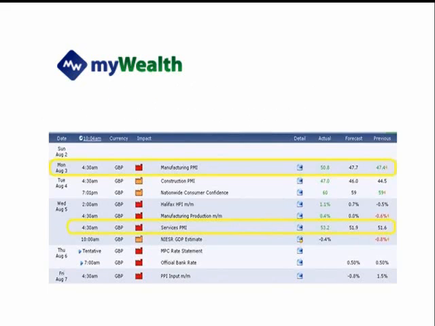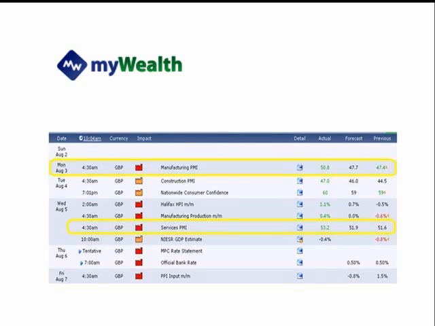This is the data that shows the health of their manufacturing sectors and their services sectors in the UK. A number above 50 means that you're in what is called the boom time, and a number below 50 is what they call the bust time, meaning that if it's above 50, your economy is expanding and growing. If the number is below 50, your economy is contracting and shrinking.